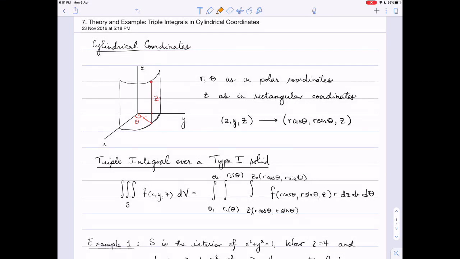In this video, we're going to look at how to evaluate triple integrals in cylindrical coordinates. And there's actually not a whole lot here that is new. It's more just putting together concepts that we've seen before. So first of all, what are cylindrical coordinates?